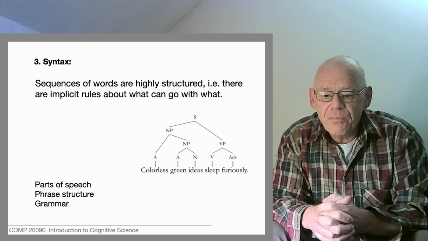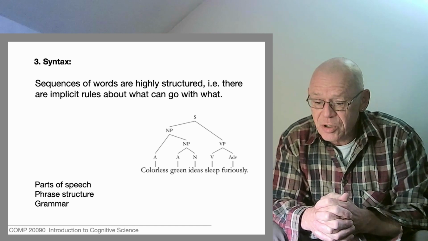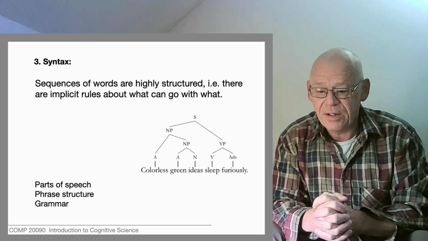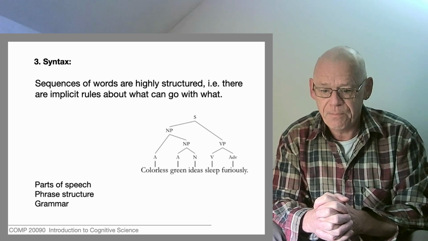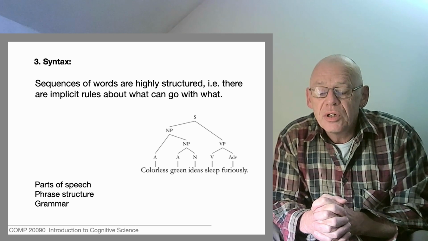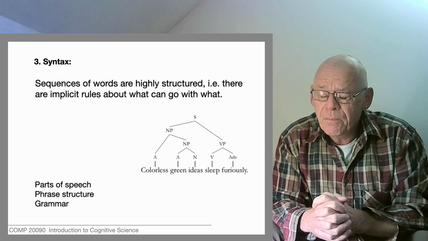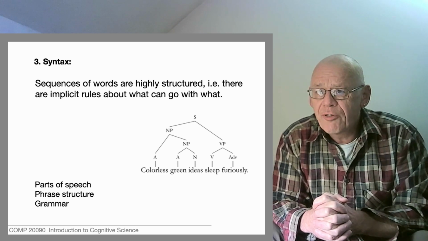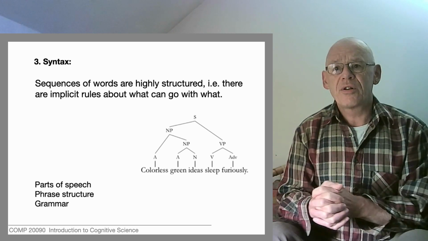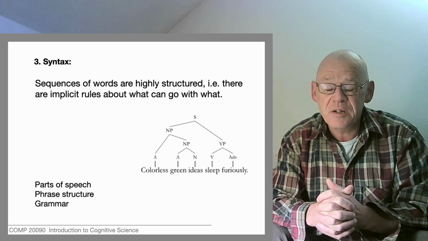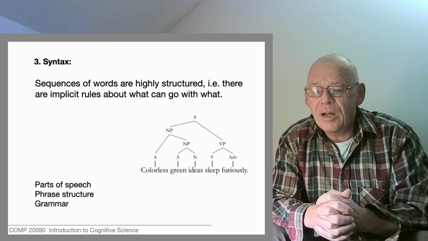Well, here you see a very famous sentence, which Chomsky generated himself: colorless green ideas sleep furiously. Now, he chose this sentence, which is a peculiar sentence, in order to illustrate the fact that the question of whether a sequence of words is grammatical, that is an acceptable sentence, is independent of the meaning.